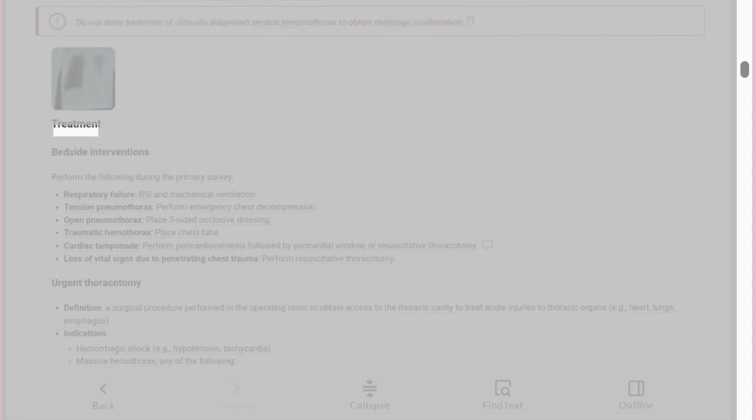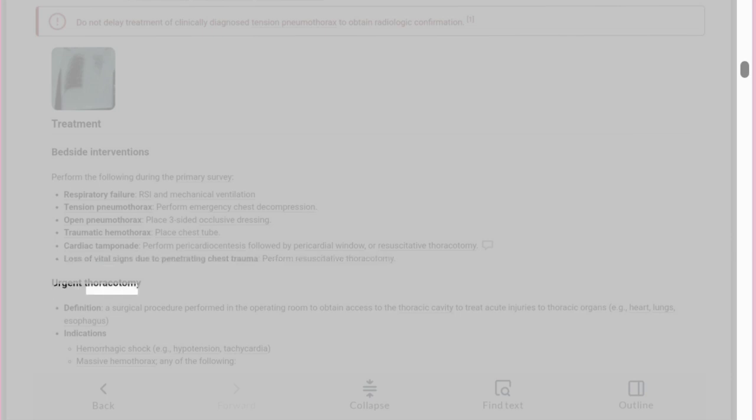Treatment. Bedside interventions. Perform the following during the primary survey: for respiratory failure, RSI and mechanical ventilation. For tension pneumothorax, perform emergency chest decompression. For open pneumothorax, place a 3-sided occlusive dressing. For traumatic hemothorax, place a chest tube. For cardiac tamponade, perform pericardiocentesis followed by pericardial window or resuscitative thoracotomy. For loss of vital signs due to penetrating chest trauma, perform resuscitative thoracotomy.